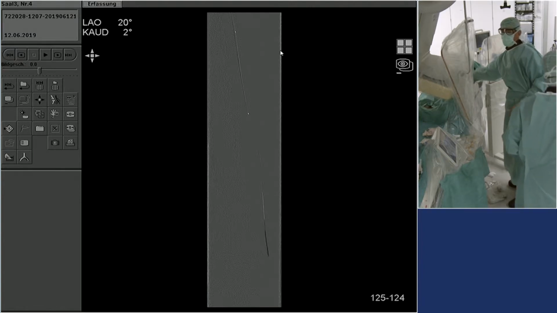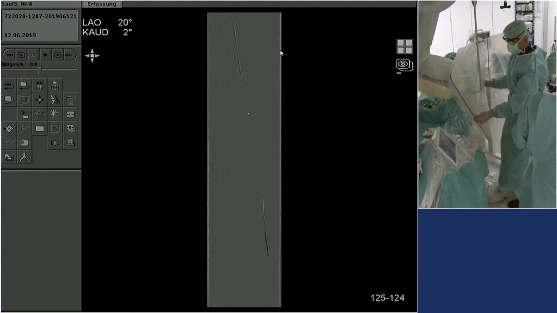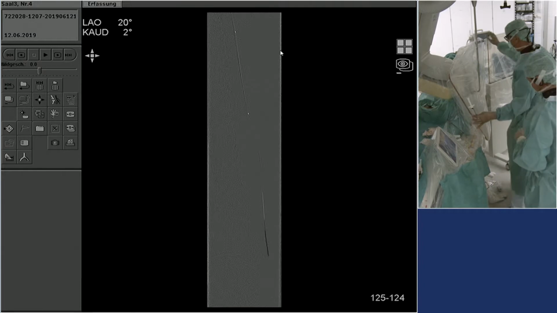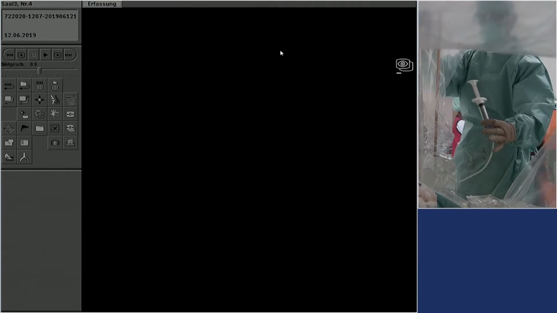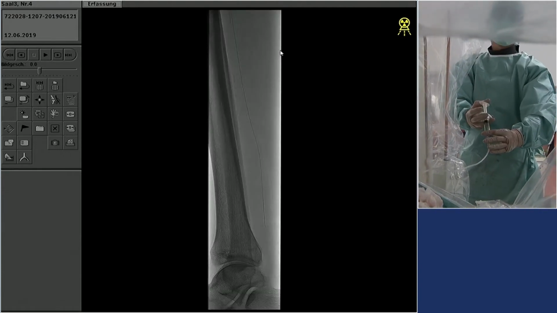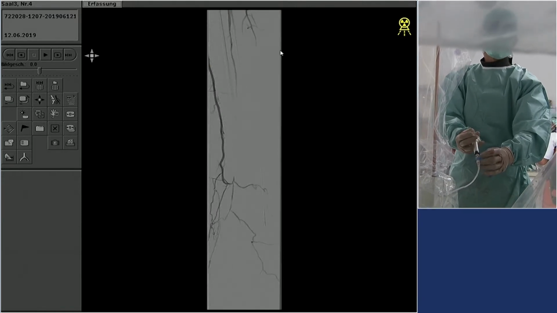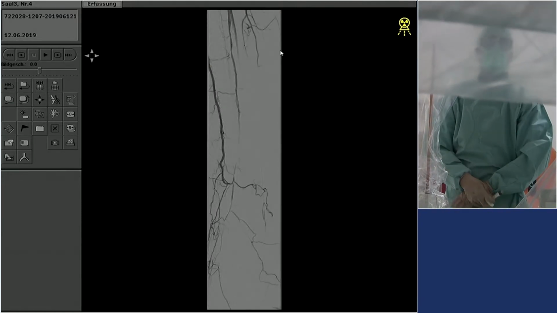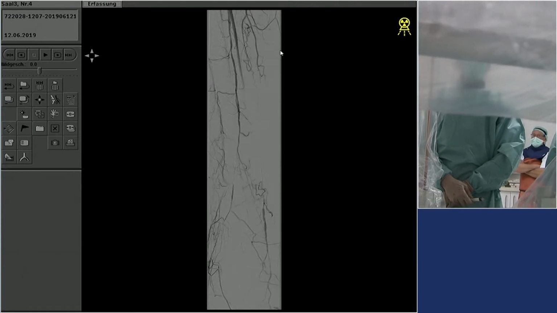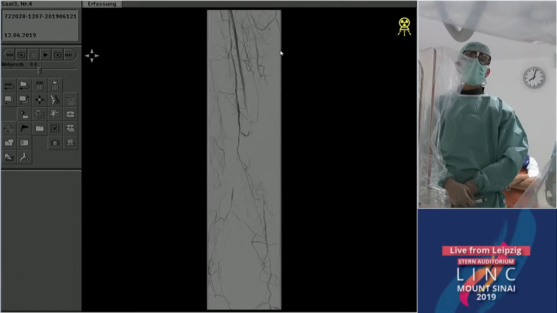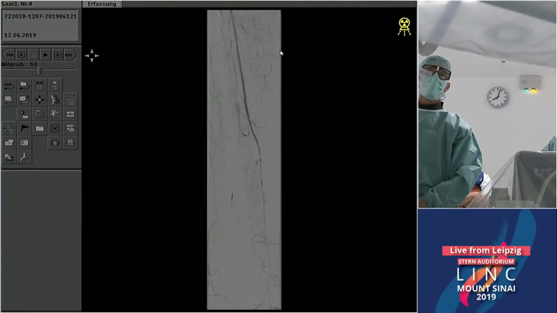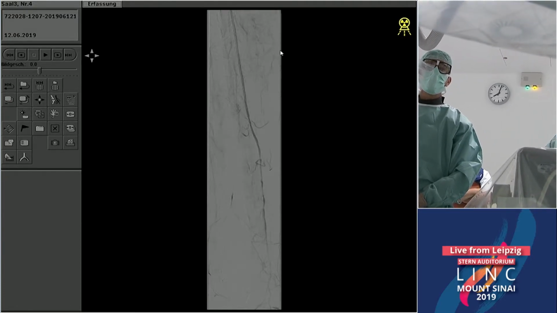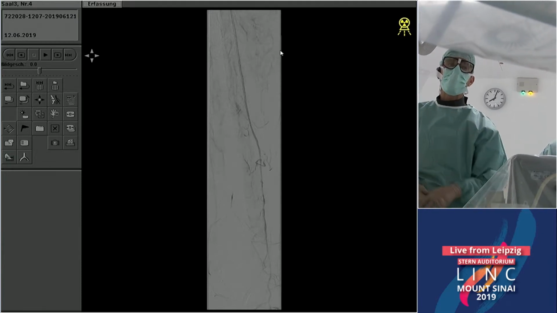So I can try to give a shot now, see whether we have flow already. Keep the leg very still again, please. No flow yet. But this is getting better. This is already open, but I think just where we ballooned, we now have spasm. Yeah, that's really curious. So as you can see, it's slowly resolving.